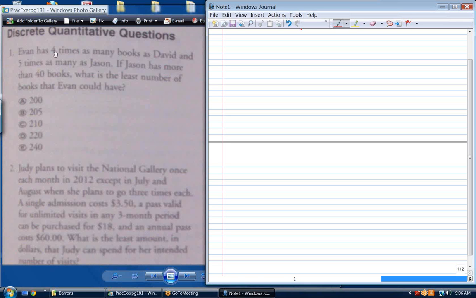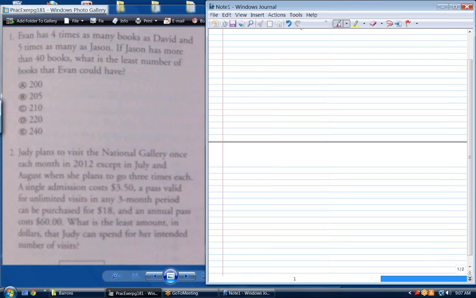Without even having to figure out how many David has or how many Jason has, at this point we realize that we're looking for a number that is divisible by both 4 and 5.